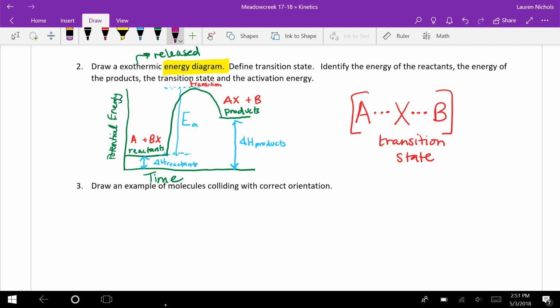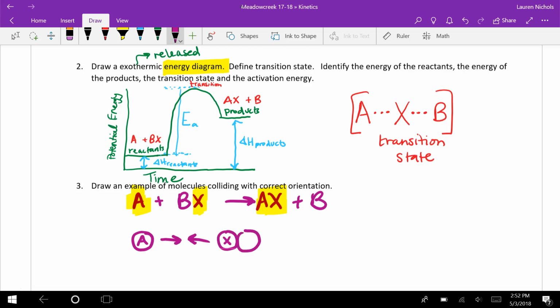So let's go with what we have earlier in problem number 2. If we have A plus BX and it's producing AX plus B, well, in order, we see that the difference here is that the A needs to be bonded to the X. And here we have A and X. So that means if this is a three-dimensional thing, because atoms are, we have A, well, it's going to have to hit and collide with the X atom as it's still attached to B. Okay, and this would be the correct orientation.